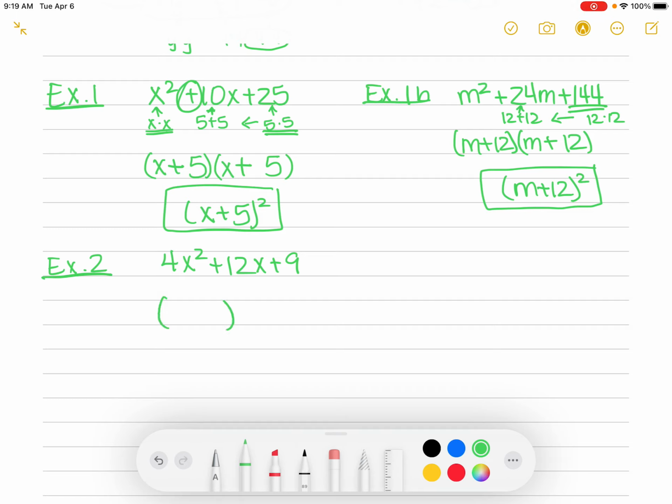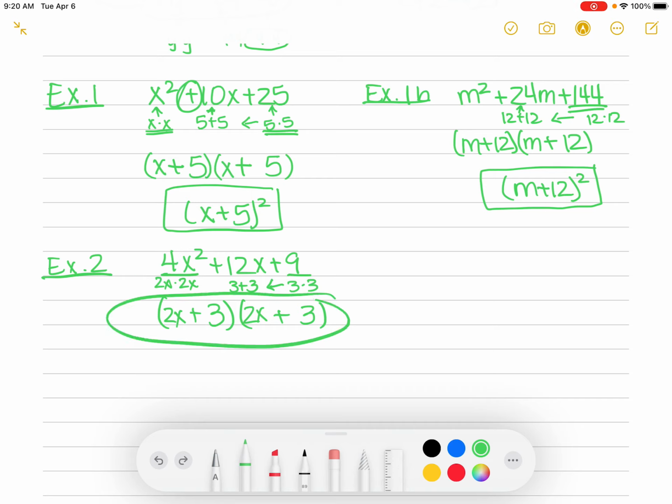So I'm going to go ahead and figure out my two numbers. This has 4x squared, so that's 2x times 2x. And this is 9, so that's 3 times 3. I'm going to write those in here, and I have my plus signs. Now somebody's going to say, well, look, this 3 times 3 does not work. 3 plus 3 does not work with 12. But when you have a number in front, it's a little bit different. So let's look at what I wrote down here and see if it's going to work out.